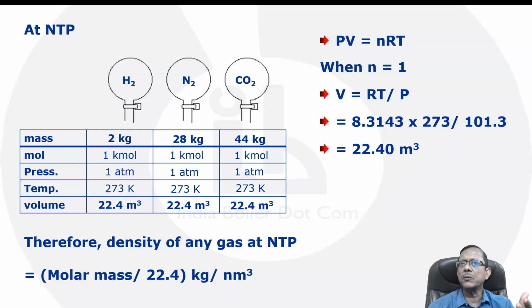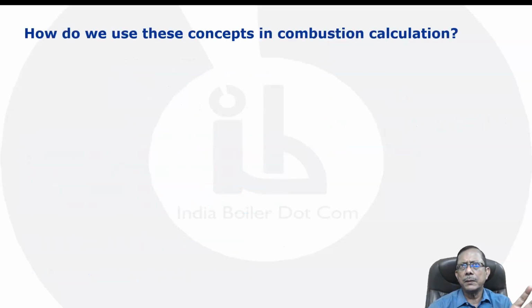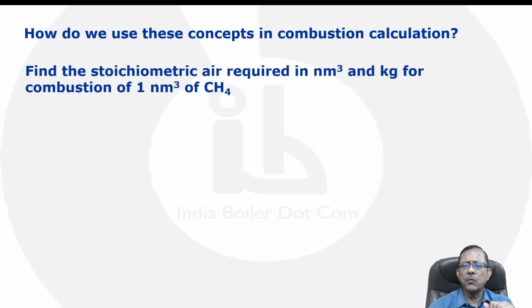Now in combustion calculation, how is it used? Let us say I need to find out the stoichiometric air required for the combustion of 1 nm cube of CH4, which is a gaseous fuel, and I need to find this air in both volume as well as mass, that is in nm cube as well as kg. These sorts of questions quite often come in BOE. Yes, we need to know certain basics of combustion calculation, but in combustion calculation always first focus on the oxygen requirement.